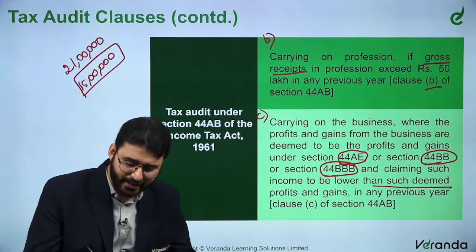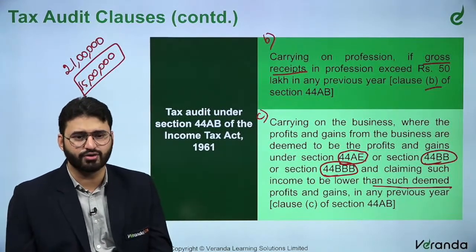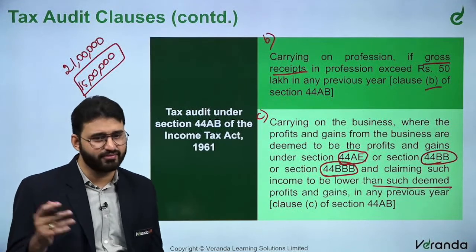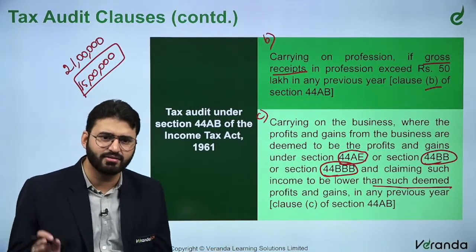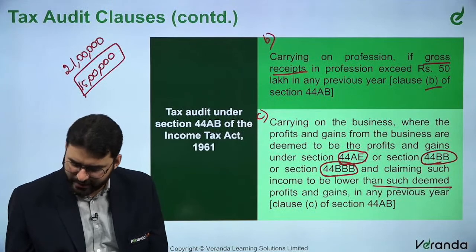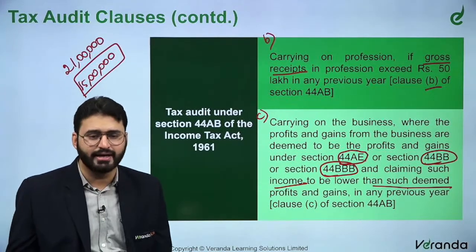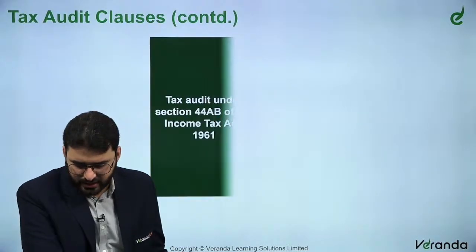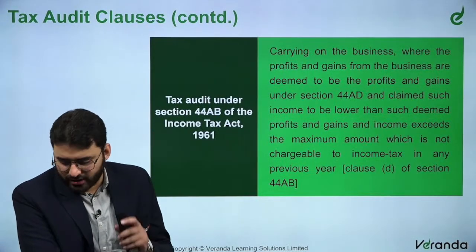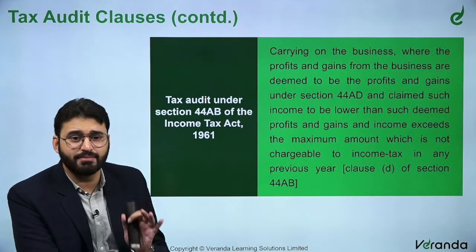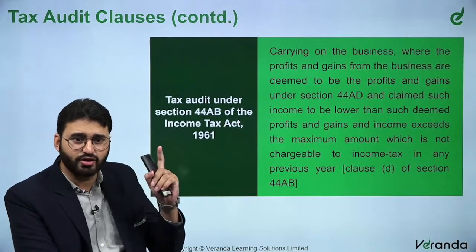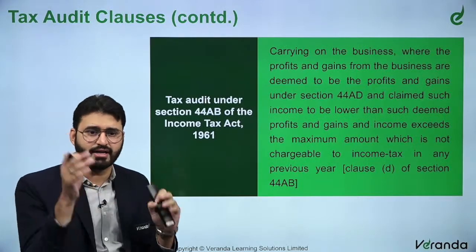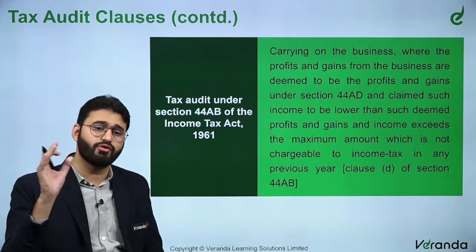Now, what if I am declaring a loss, sir? Definitely you have to go for a tax audit. Different people have different stands, but I, as a practicing chartered accountant, say that if you are declaring a loss, definitely you have to go for a tax audit. That's what the section says. This is clause D, carrying on the presumptive income under 44AD. The first clause is on business, the second clause on profession, the third clause is presumptive income for special assessees, that is 44AE, 44BB, 44BBB.